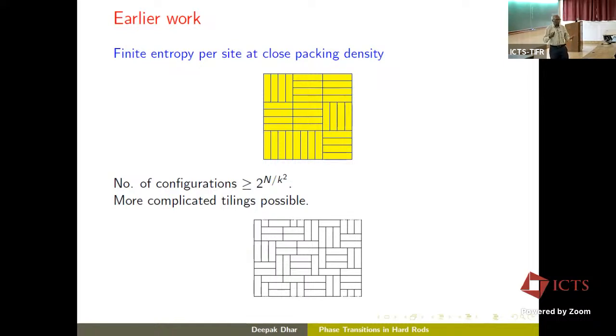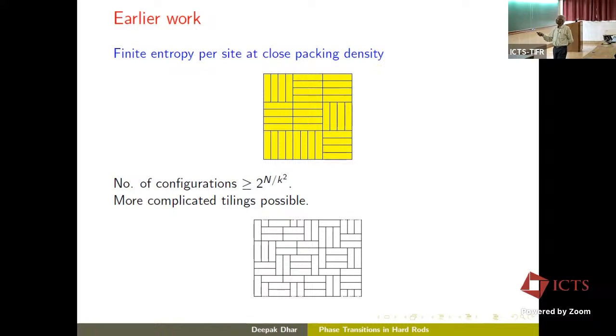If you try to pack them as closely as possible, then you can break the whole big lattice into k by k squares. Each square can be packed in 2 ways. And so the total number of configurations is greater than or equal to 2 to the power (n by k squared). This is the number of k by k cells, and each cell has 2. So the number of configurations is greater than this, and this increases exponentially with n, which is the size of the lattice, the number of sites in the lattice.